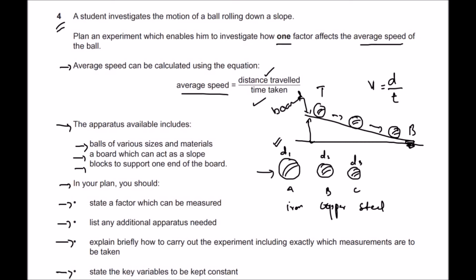Look at this part. You need to answer here: state the key variables to be kept constant. In this observation, we are using different balls having different diameters. Of course they are made of different materials, but they have the same mass. That's the key variable in this case. Now you can write all the points, starting from 1, 2, 3 and 4, like this.